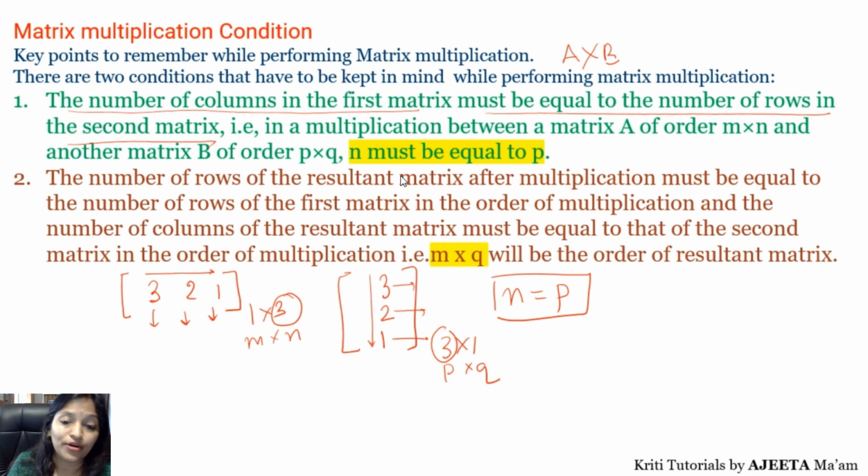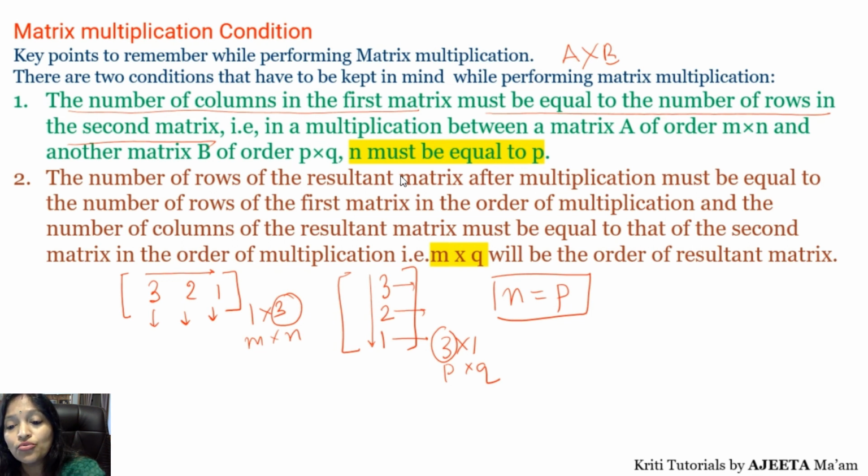Now what's the second point I have given? Now, what order will the matrix that results be? Will it be of order 1 by 3, 3 by 1, or some new order? If you have two matrices of the same order and you are multiplying them, then of course the resultant matrix will have the same order. But if you are multiplying two matrices of different orders, then what will be the order of the resultant matrix? That's what the question is. So that is the second point.